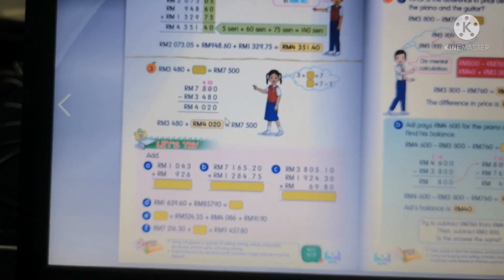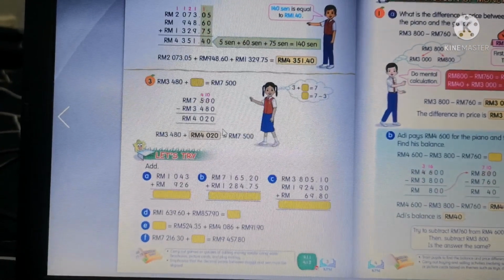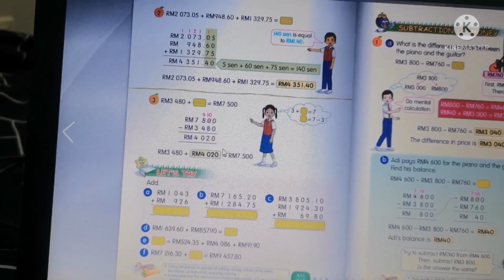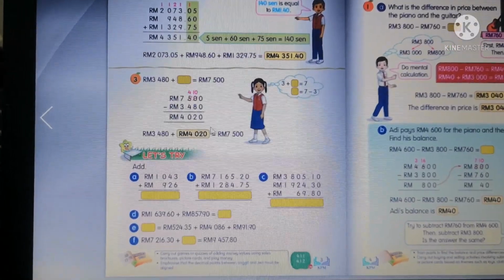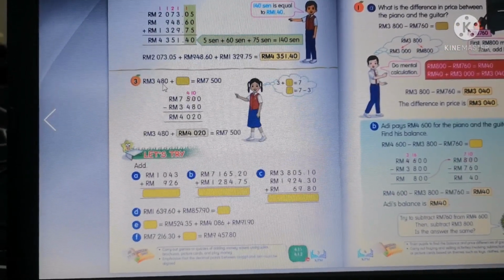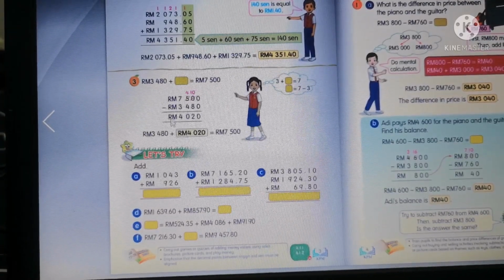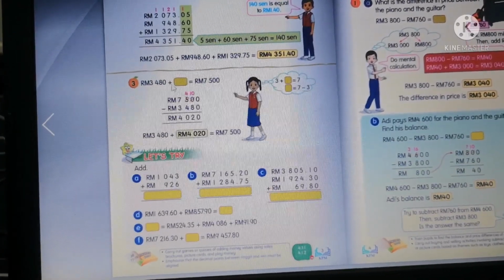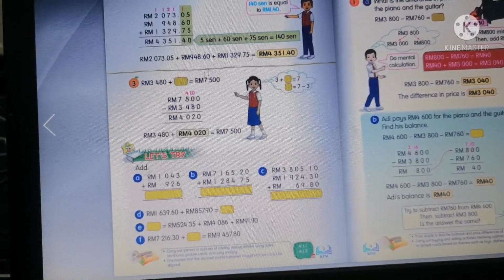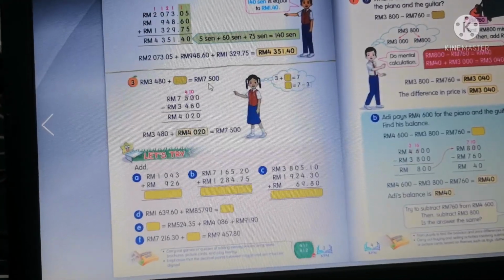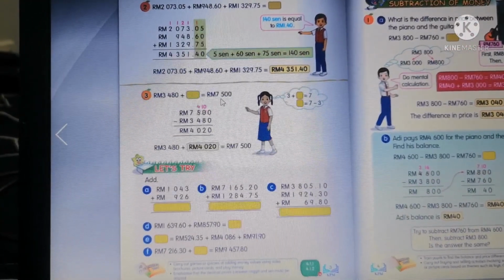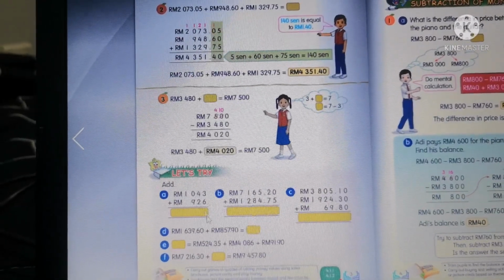Same. Okay? Same. So if you want to count it back, if you want to check whether the answer is correct or not, what you can do? This one, and the 3,480 ringgit, you plus with the answer that you got just now. If you plus both, you will get this final answer. If you get the same answer like this, that means the calculation that you did is correct. Okay?